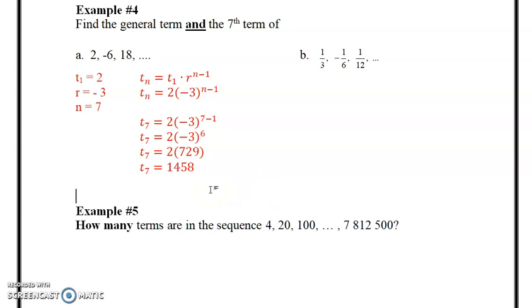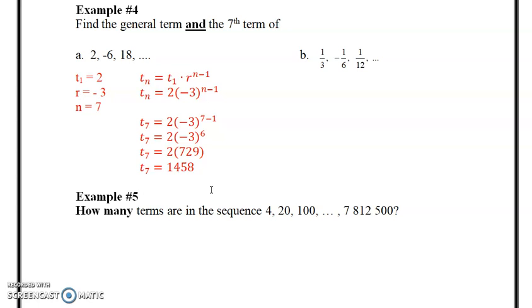There we go. So what does this mean? The general term, that's it. When you're asking for the general term, you're looking for Tn, and when you're looking for a specific term, so the 7th term, we fill it in for the general term, and we get T7 is equal to 1458. So what does that mean? If we continue this sequence, and we continue to multiply each number by -3, you'll end up with 1458. And I can show you that if you want, up here, for those of you that are skeptical about that.